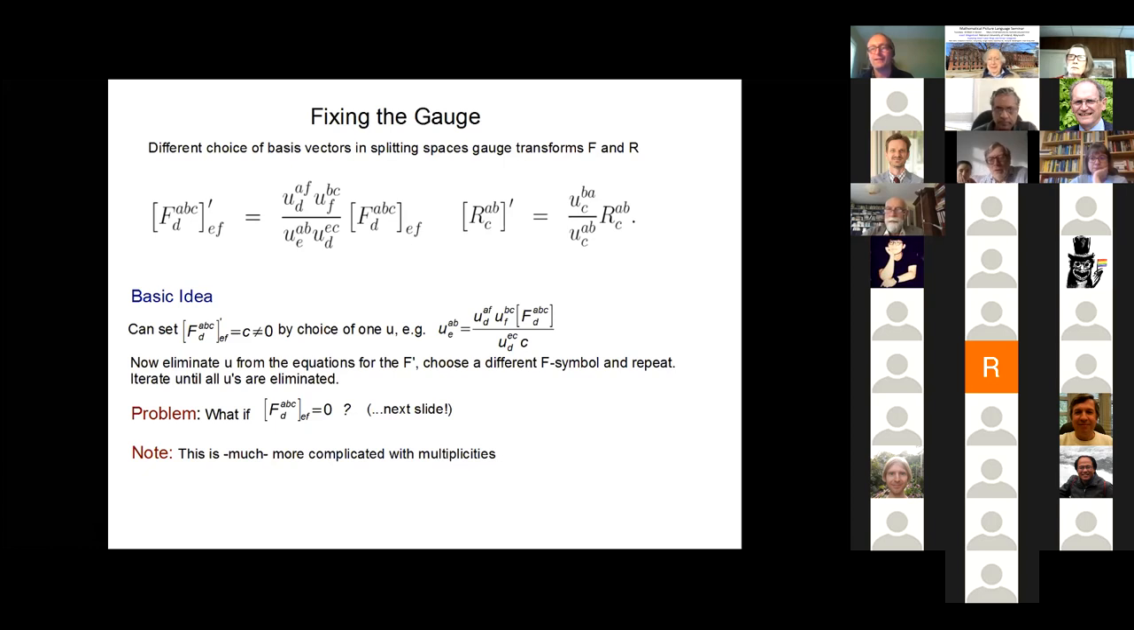One way to classify your categories is just by number theory, by the algebraic numbers you get. Now, the numbers I saw were square root of 5 and square root of 3. Is there anything more complicated? There are more complicated numbers.